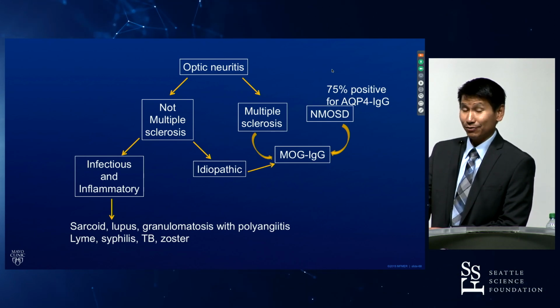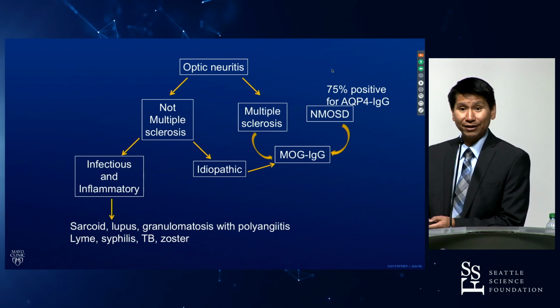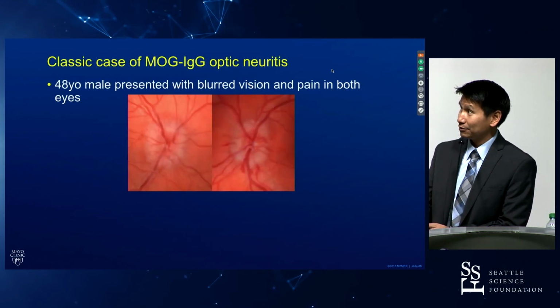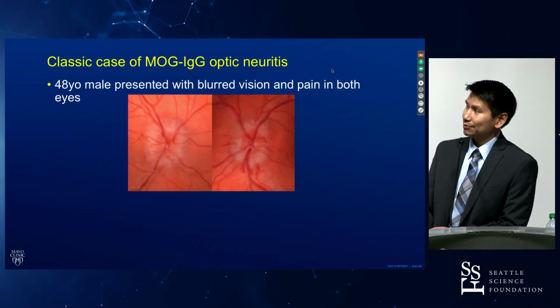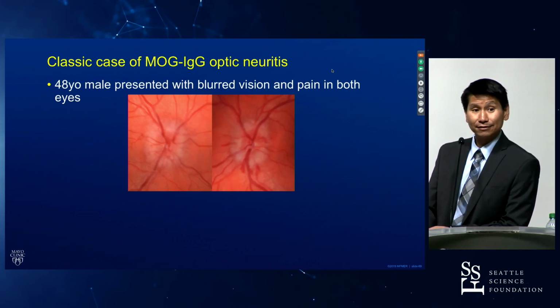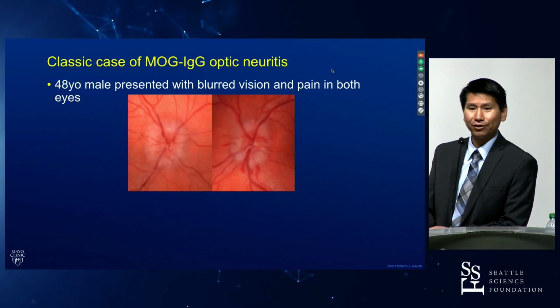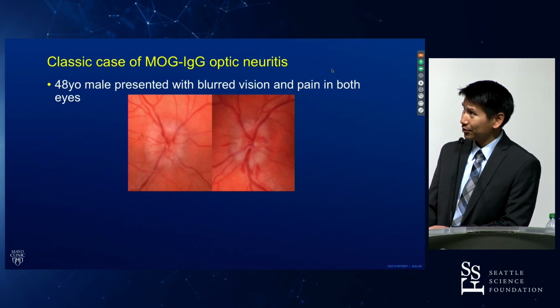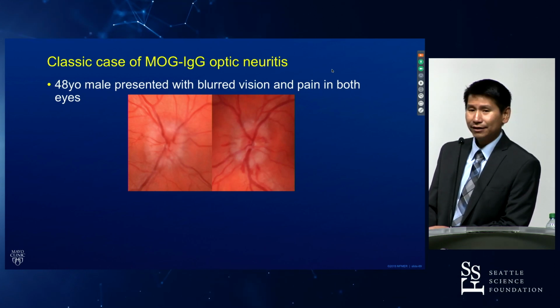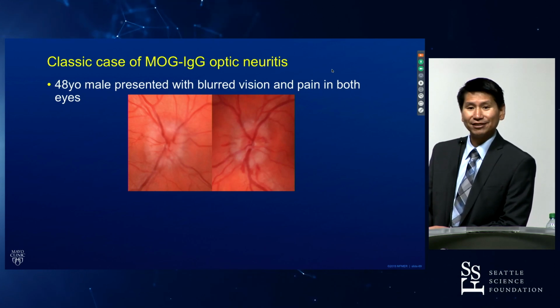And so antibodies against MOG are much newer, so some of you may not be that familiar with it. So I thought I'd start just with a classic case of MOG optic neuritis. This patient actually presented to the ED. This was about 3 years ago, just when we started having MOG on our radar. And presented to the ER with blurred vision and pain in both eyes. And one of our ophthalmology residents saw this patient.